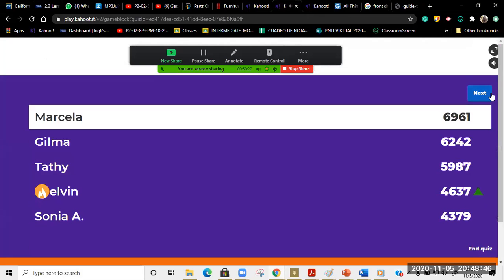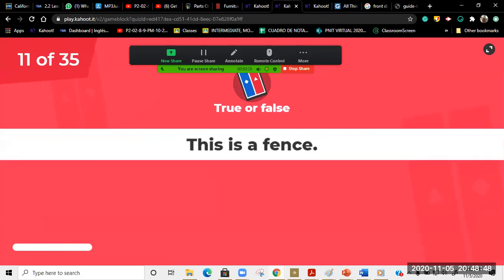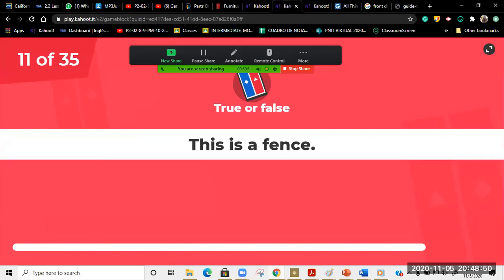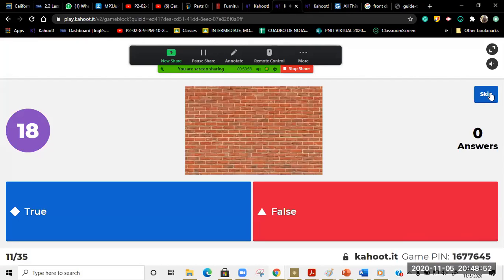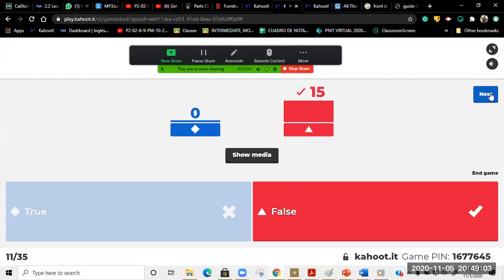Good job, Elvin is going up. Good job. True or false? Is this a fence? False. Very good. Good job, guys. This is not a fence. This is a wall. Excellent.